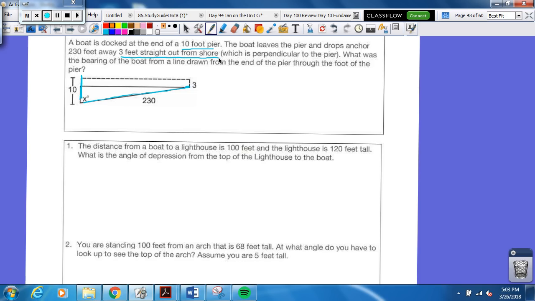What was the bearing of the boat from a line drawn from the end of the pier through the foot of the pier? End of the pier through the foot of the pier. So this is X here. This is 10 feet, and this is 3. So what is this side right here? If this is 10, this is 3, this is going to be 7, because 7 plus 3 is 10. And that's where I'm at with my right triangle.